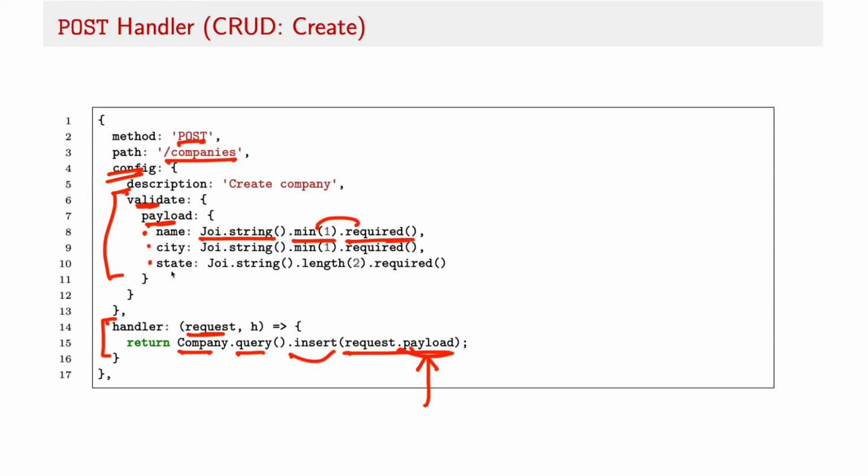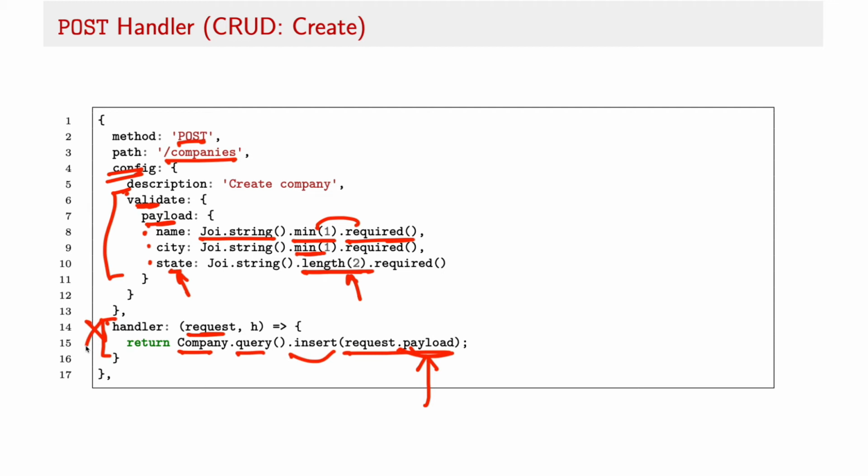The state value is a little bit different in that instead of saying a minimum length, I'm giving it an absolute length. I'm assuming that these are going to be the 2-letter state abbreviations. And so by saying length of 2, that's going to require exactly 2 characters instead of a minimum of 2 or something like that. Again, if any of these validators fail, the Hapi framework will never even call our handler function. So this won't get invoked at all.